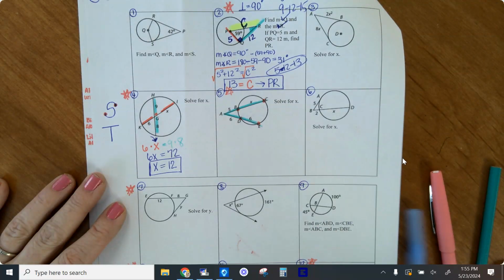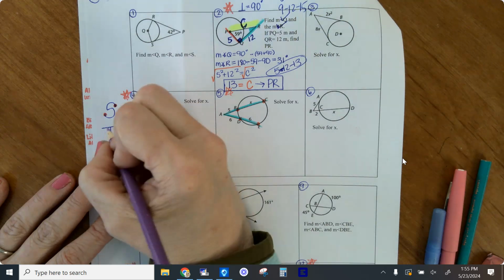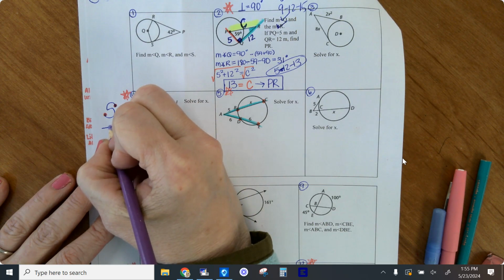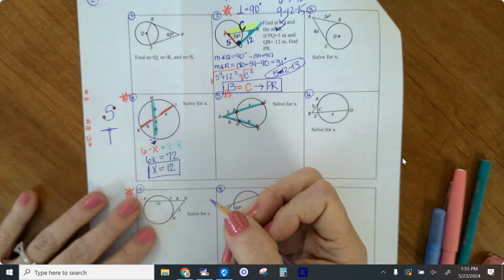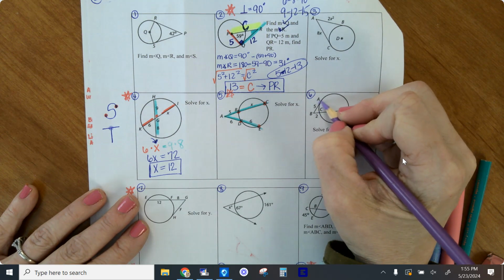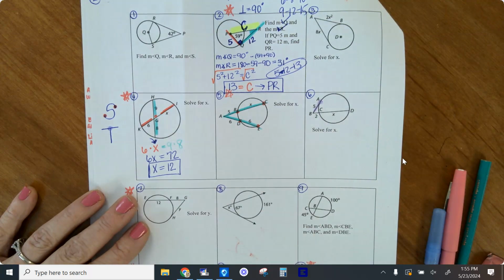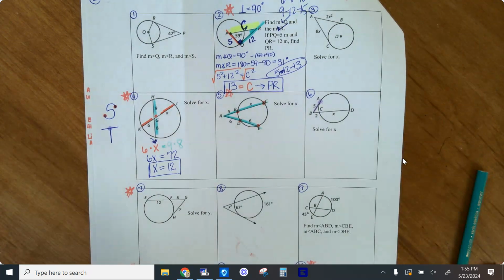Here's your tangent. A tangent is an intersection, one intersection. Guess how many times a tangent touches your circle? Once. Genius, I know. Hold your applause. Okay.